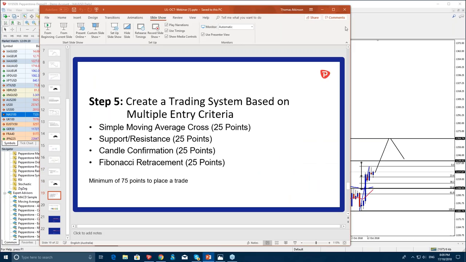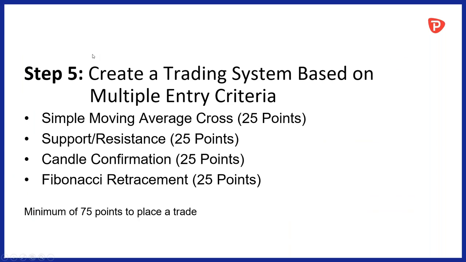So the last one I just want to go through here was step five, which is create a trading system based on multiple entry criteria. So we've got the simple moving average that we talked about tonight, we've got support and resistance that we've talked about, things like role reversal, candle confirmation, Fibonacci, and then of course if we've got some of those together, we can use those as a points-based trading system. And this is really basic. Obviously, you're going to have your own one, but this is the kind of way that you want to set up your trading. Try to treat it like a business.